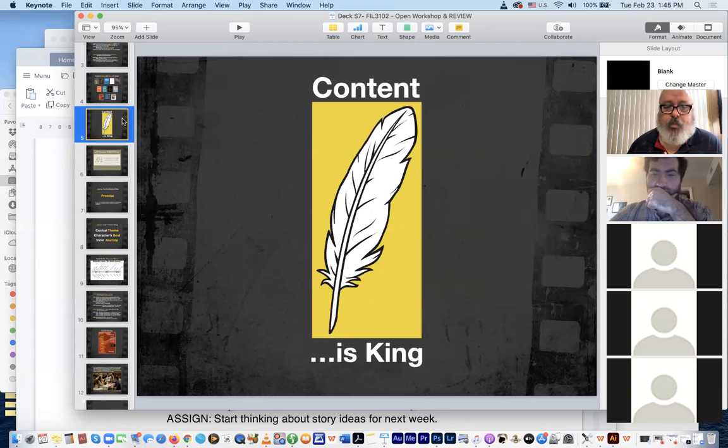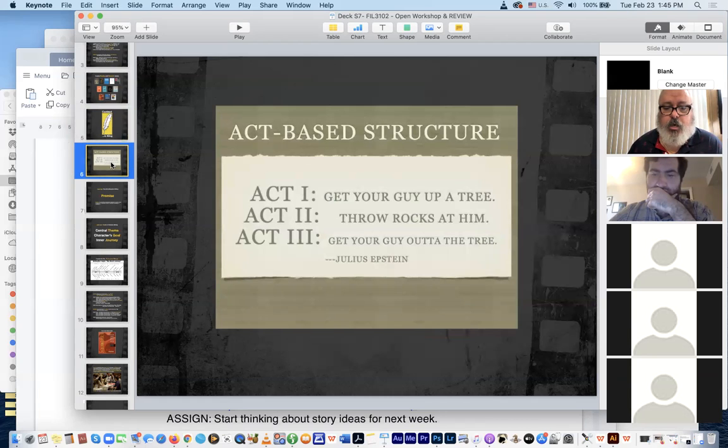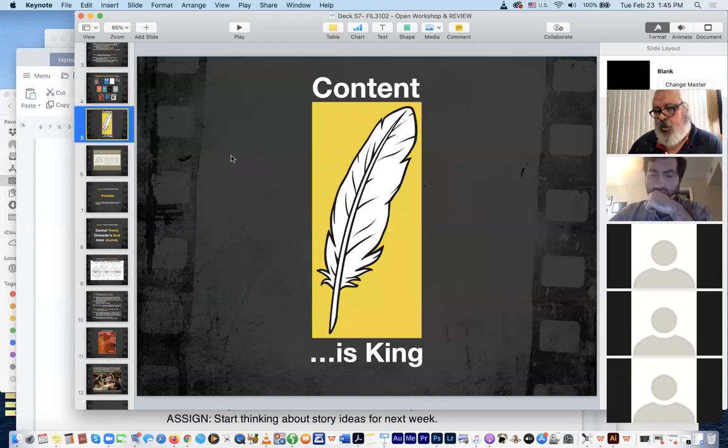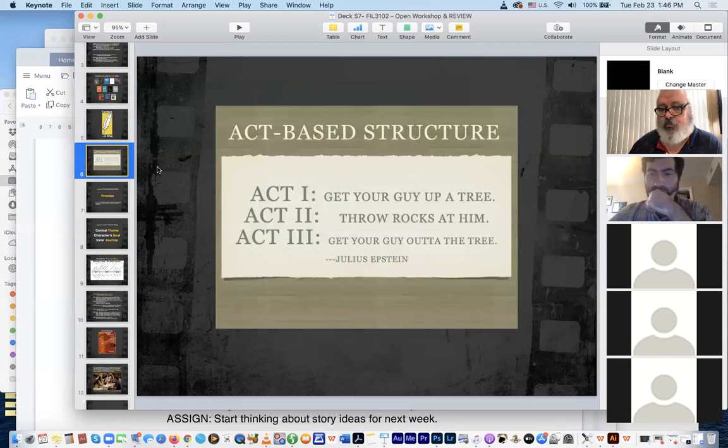Okay. And we also talked about Julius Epstein's take on the 3-act structure. So if story is the most important thing you can have in Hollywood, without it, you don't really have a movie. A good story is worth its weight in gold. And what's that story based on? Well, it could be something as simple as a 3-act structure, which is get your hero up in a tree, throw rocks at the hero, and then get the hero out of the tree. And that was his essential analysis of both Aristotle's Poetics and the 3-act story structure as it's traditionally described by people like Pete Russell.